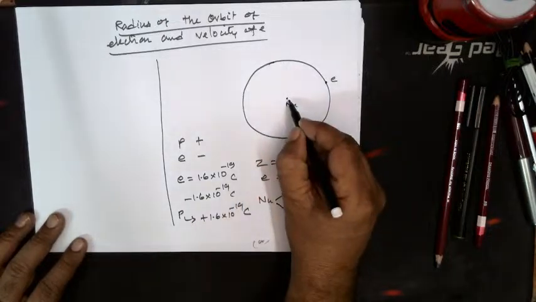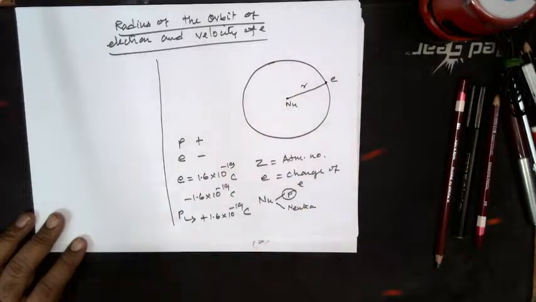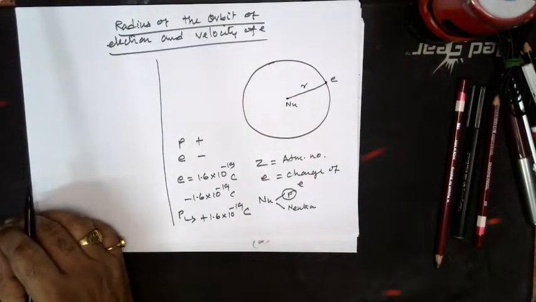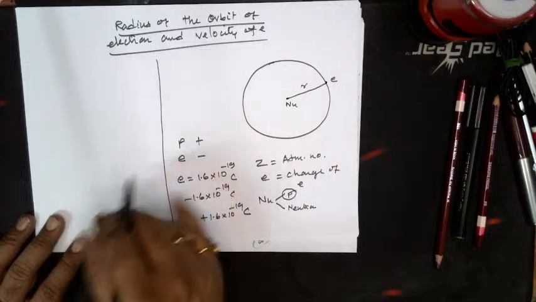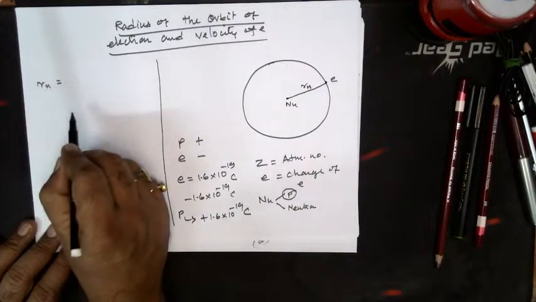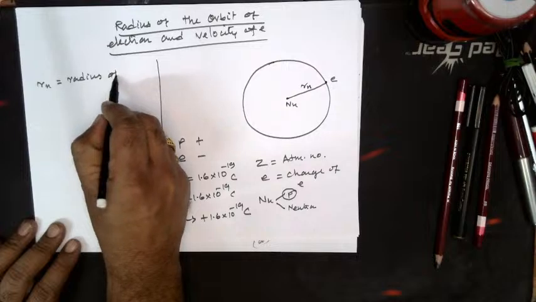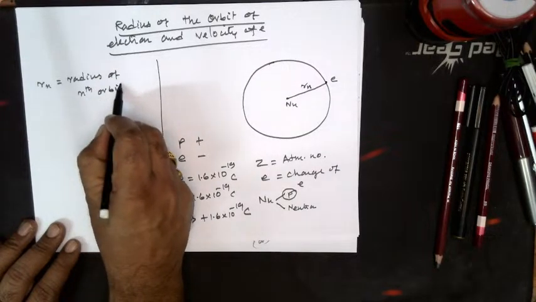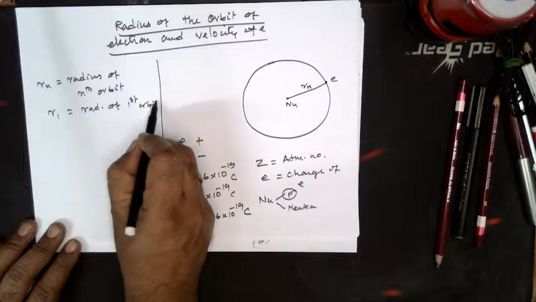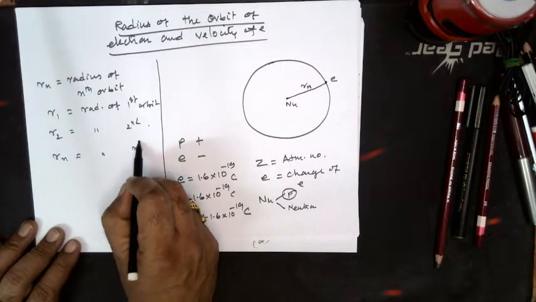Now, let me consider the distance between the nucleus and the electron. This is the radius R. Since it has only one orbit, we can say R. If it has n number of orbits, then you can mention this as Rn. So what do you mean by Rn? Rn is the radius of the nth orbit. It can be the first orbit, second orbit, third orbit, like that. If it is R1, it means the radius of the first orbit. If it is the second orbit, the radius of the second orbit. Likewise it goes. If it is the nth orbit, it is Rn. Okay? So this is what it means.